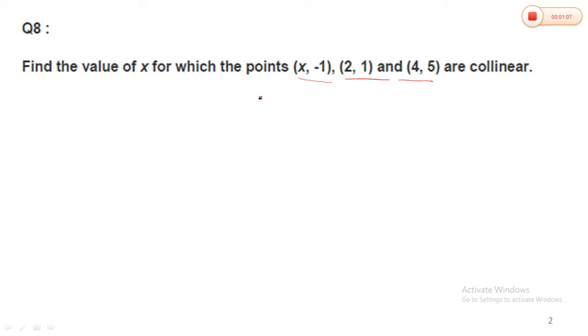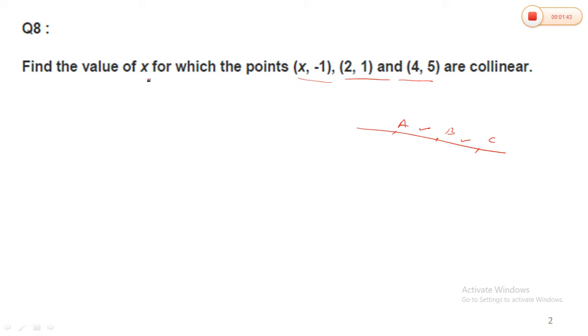So we know that the slope of a particular line is always constant. That is, if 3 points, say this is A, this is point B, this is point C, are collinear, then the slope of AB must be equal to the slope of BC. That is, the slope of a particular line is always constant or equal. Therefore, slope of AB must be equal to slope of BC.